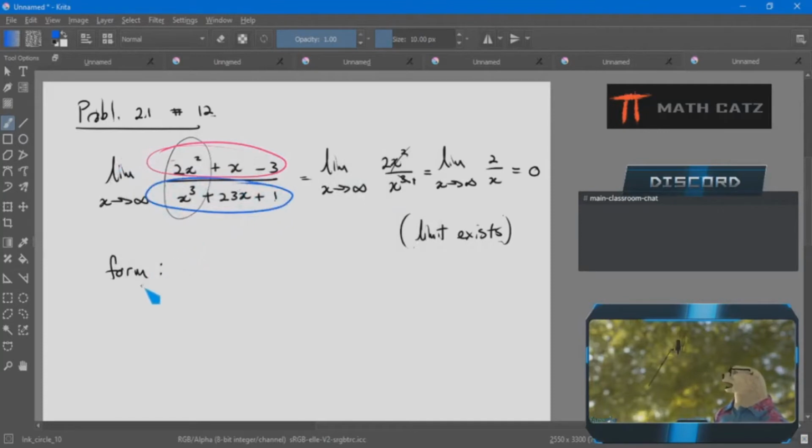When I talk about the form of the limit, I'm not right away attempting to answer the question. I'm simply asking, how do these pieces behave on their own? Forget that they're combined in this function. Just how do they behave? How does the pink guy behave?